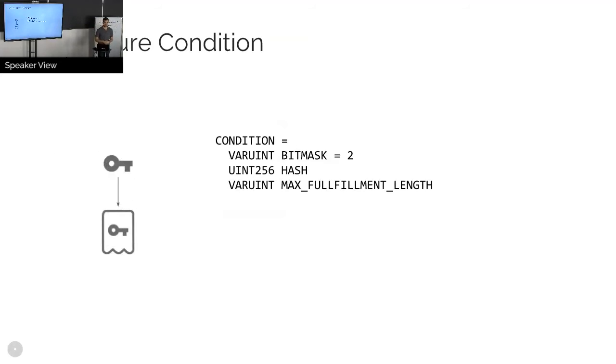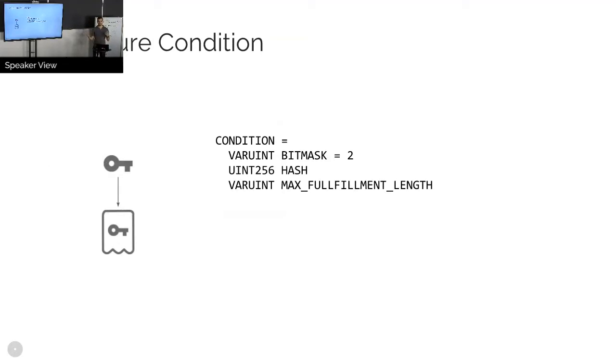Okay. So let's talk about the fulfillment and get into some practical examples. So again, going back to the original problem statement, we want to have a description of a later signed message. And so here's an example of a signature condition. The condition consists of the bit mask. This is actually from the spec. The bit mask, which is basically the type of condition that you have, it consists of a hash, and then the maximum length that the fulfillment could have.